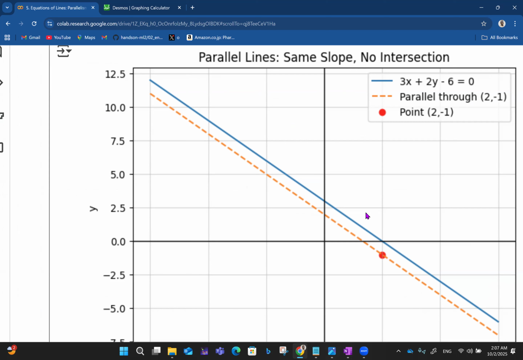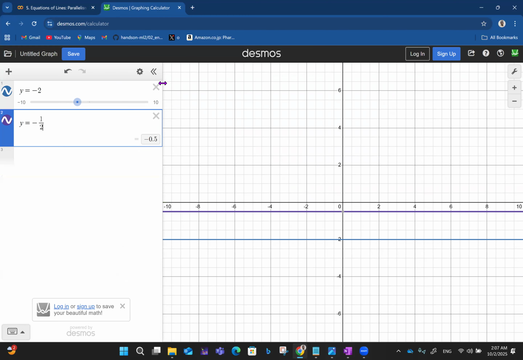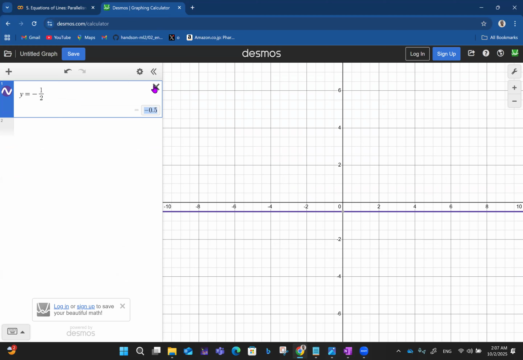So if I want to do this now, the first equation is 3x plus 2y minus 6, so 2y equals minus 3x plus 6. That's minus 3 over 2 x plus 3 for the first one. For the second one, it's minus 3x over 2 plus 2. So in this case, if we want to represent those two lines, you can see that they are parallel, just like the Python code has shown.